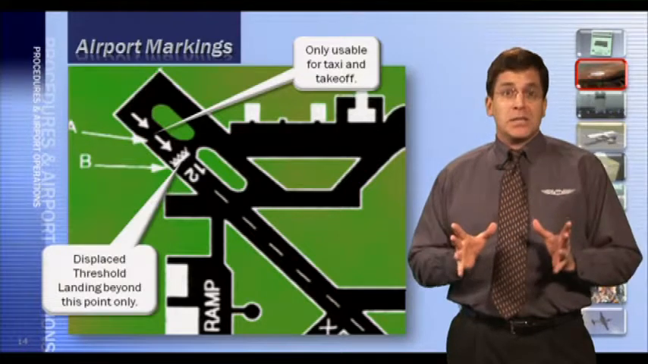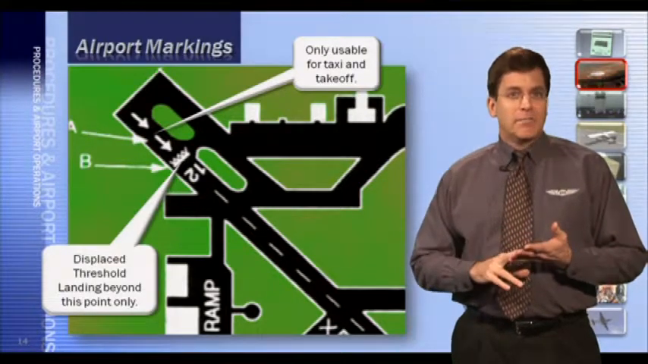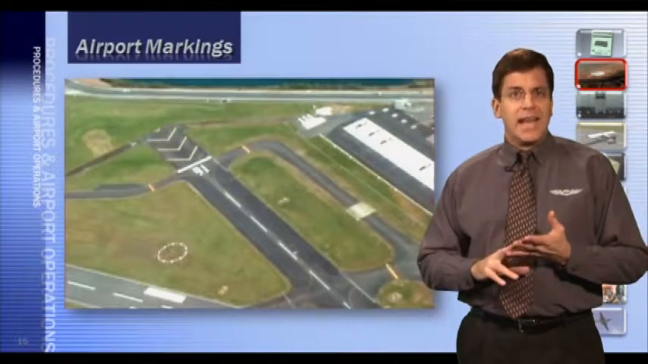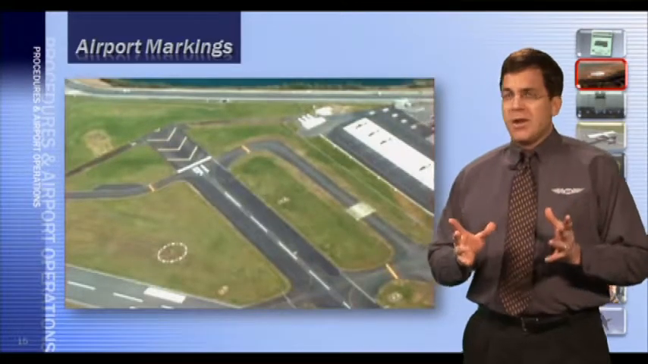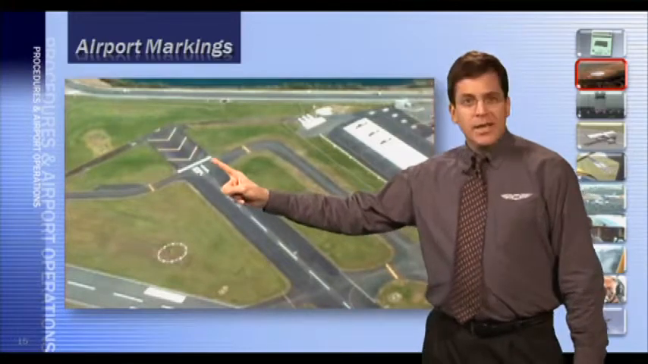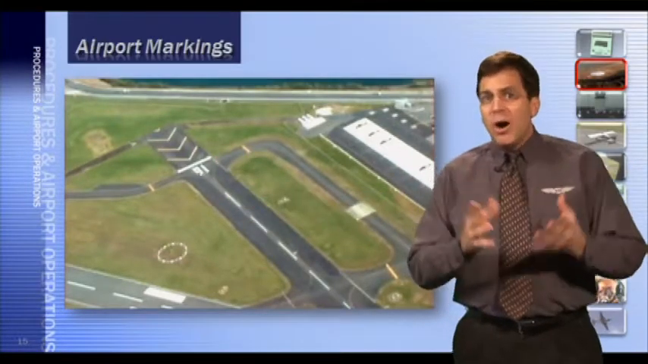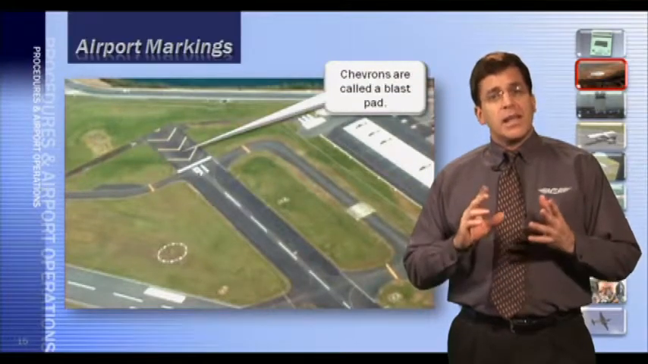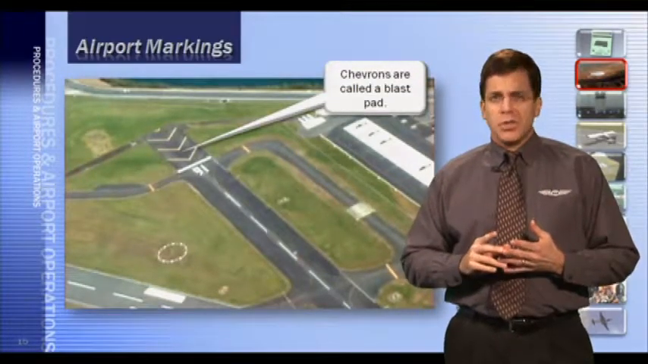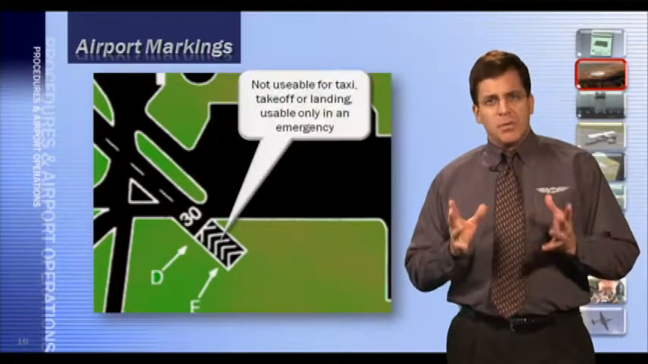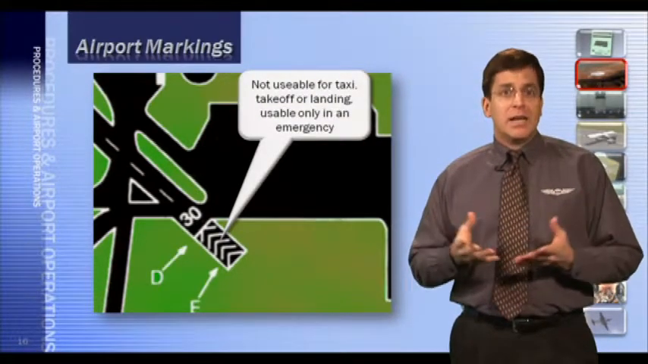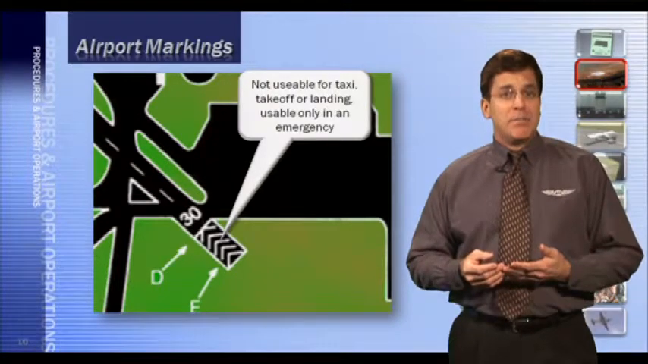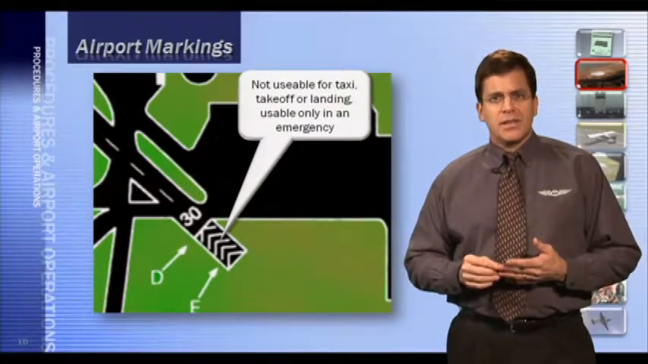However, if a displaced threshold is marked with white or yellow chevrons, you cannot taxi on, land on, or take off from that part of the pavement that you see right here. This area is often called a blast pad or overrun area. It's usable only in an emergency. If you have an emergency, such as brake failure, and end up in that area, it's okay, but lights or other obstructions in that section of the pavement may damage your aircraft.